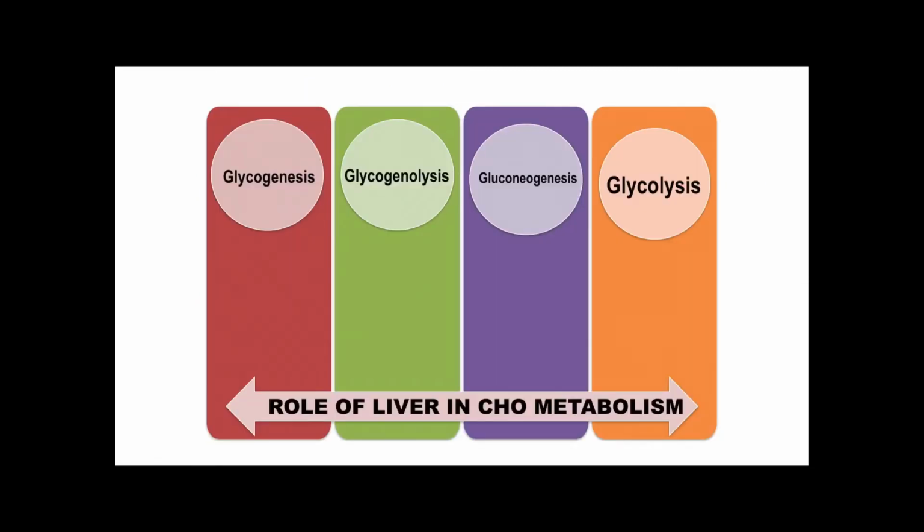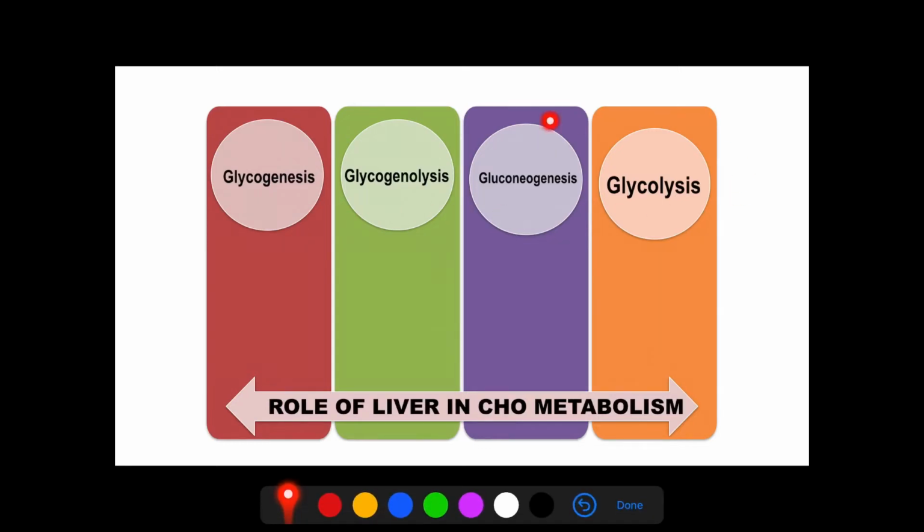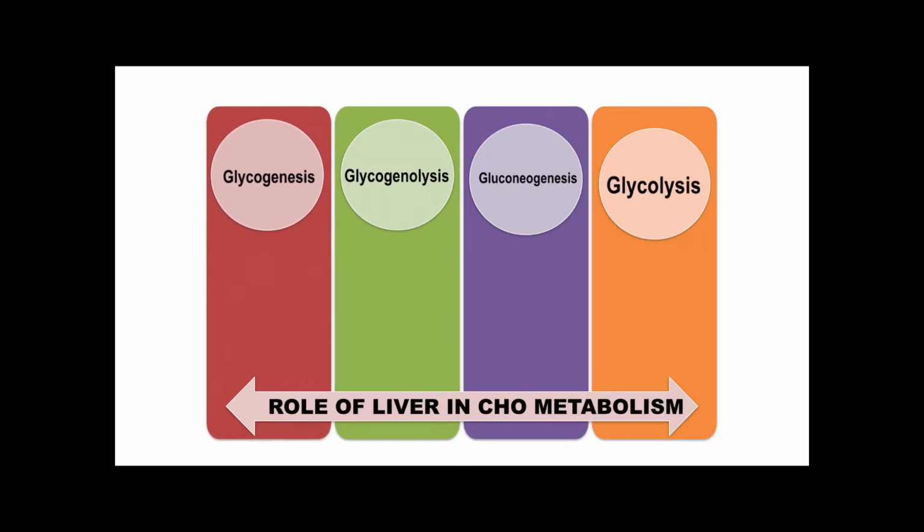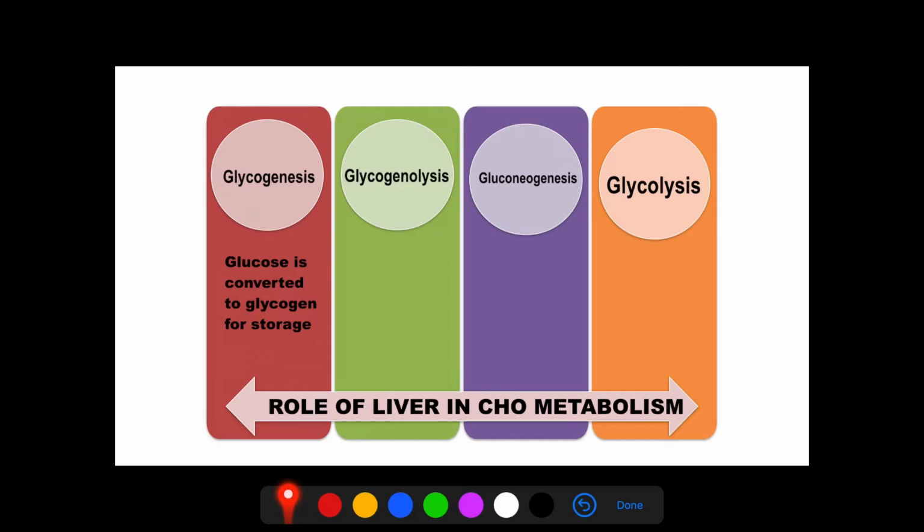Now, what happens to the carbohydrate taken into the body? We have 4 processes described here, which are mainly functions of your liver. First, we have glycogenesis. By the name itself, genesis means the formation of something. In this process, there is the formation of glycogen, because glycogenesis is the building up of glycogen. Glucose is converted to glycogen for storage, in our muscles and our liver.